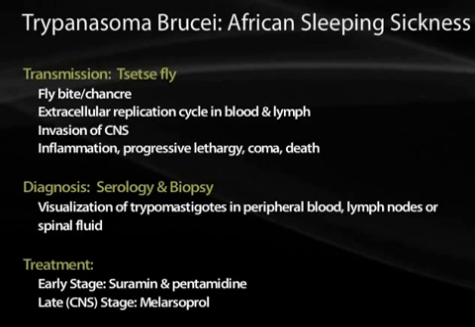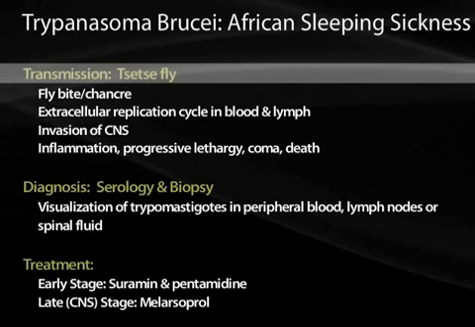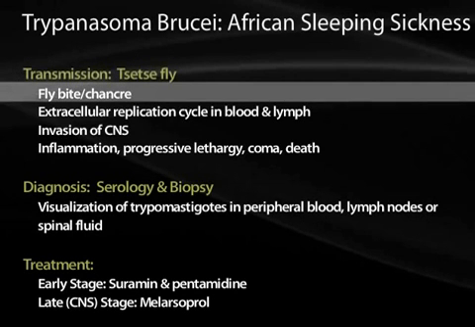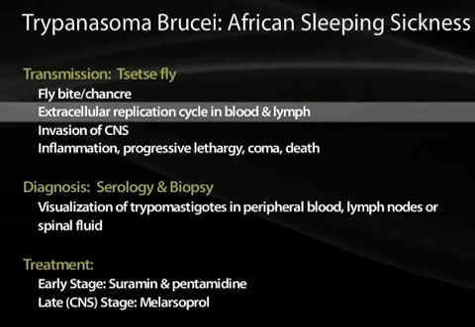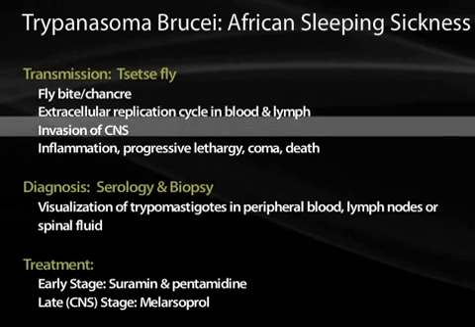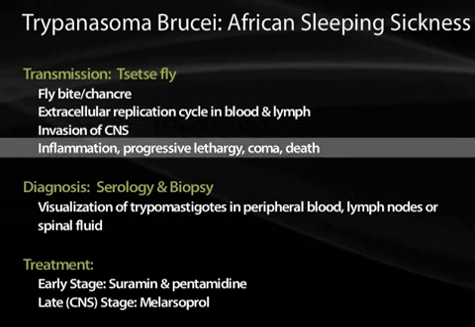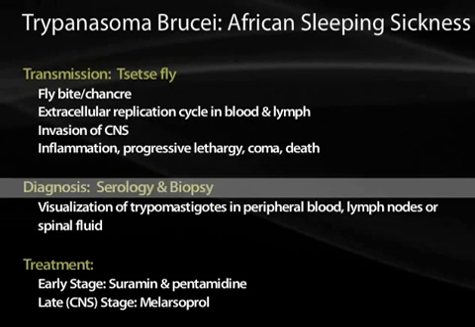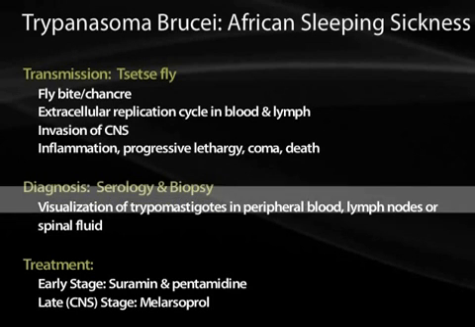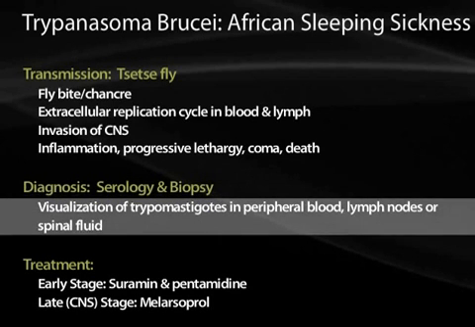Trypanosoma brucei is the causative agent in African sleeping sickness. We get it when we're bitten by the tsetse fly. We get a fly bite that turns into a chancre, and then we get an extracellular replication cycle in the blood and the lymph. Unfortunately, it invades into our CNS, where we get inflammation, lethargy, coma, and death. The diagnosis is based on clinical exam, serology, and biopsy. If you can visualize the trypomastigotes in the peripheral blood, you've got a diagnosis. You could also look in the lymph nodes or spinal fluid.